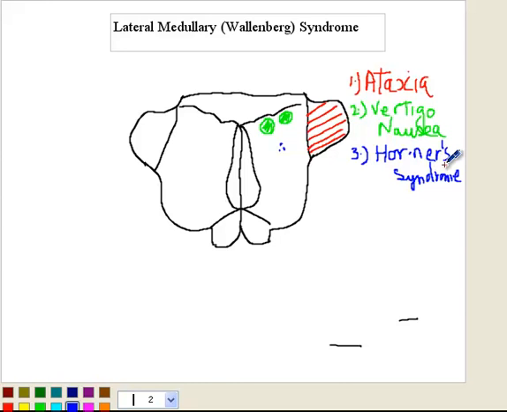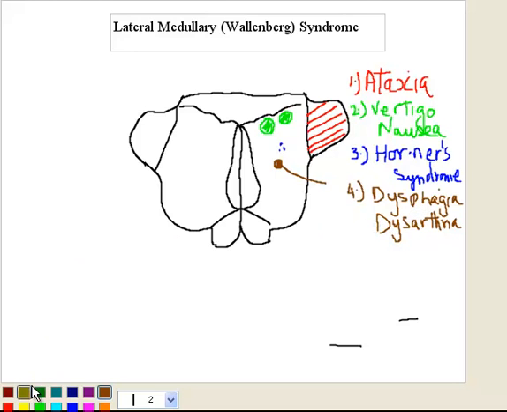Number 4, you have involvement of the nucleus ambiguus. So we'll draw the nucleus ambiguus here. The nucleus ambiguus is involved, and this leads to dysphagia and dysarthria. Dysphagia means difficulty swallowing. Dysarthria is the slurring of speech.